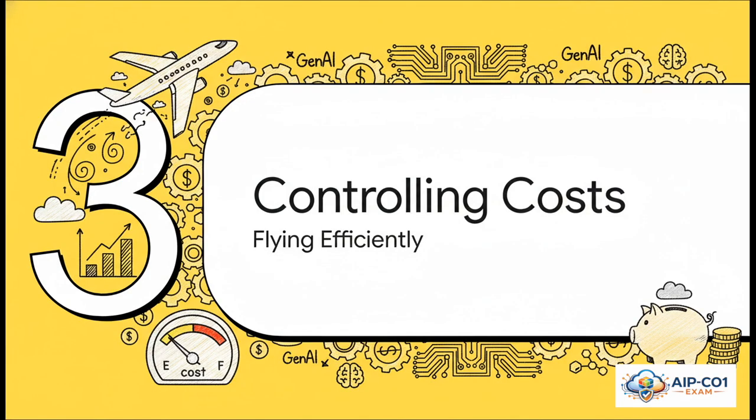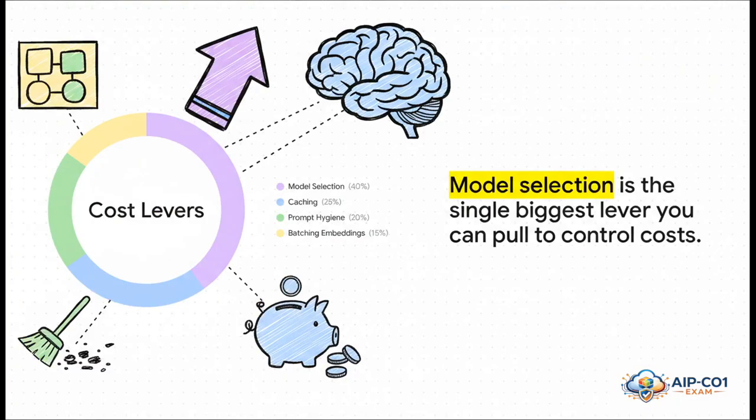So with our monitoring all set up, let's talk about flying efficiently. Because honestly, one of the biggest shocks with Gen AI apps is the cost. A huge part of being a good pilot is knowing how to manage your fuel consumption. And in our case, that means your token usage and your overall cloud spend. So where should you even focus your efforts? Well, this chart makes it crystal clear.